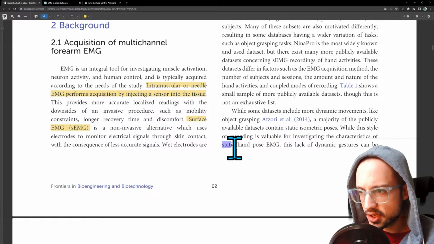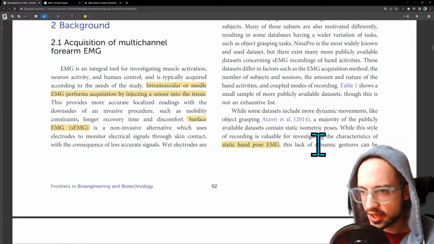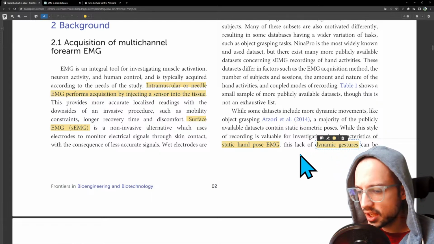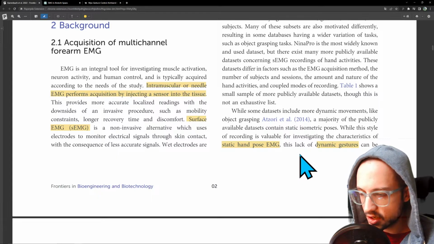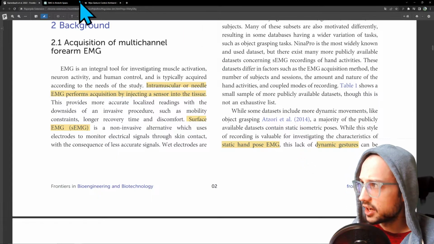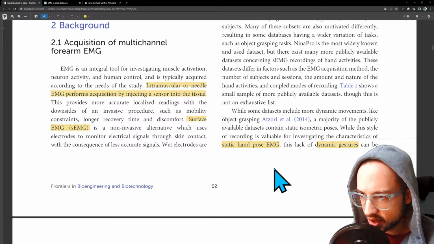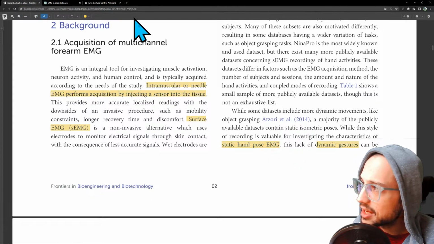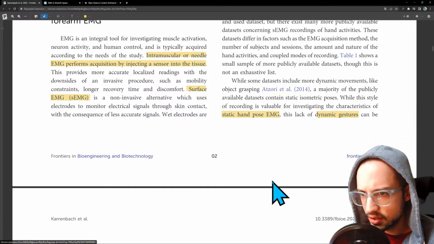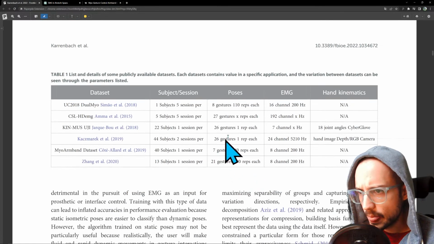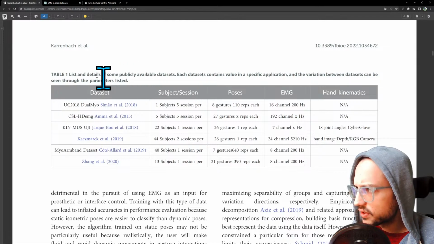Okay, so there seems to be a difference between static hand pose and then dynamic gestures. Right, so much like in computer vision, doing anything with images is very different than doing things with video. I'd imagine there's a similar dynamic here where doing things with static EMG data is very different than doing things with a time series of EMG data.